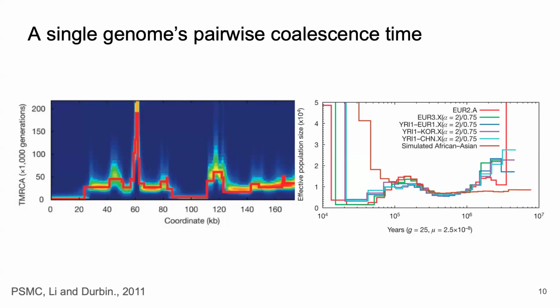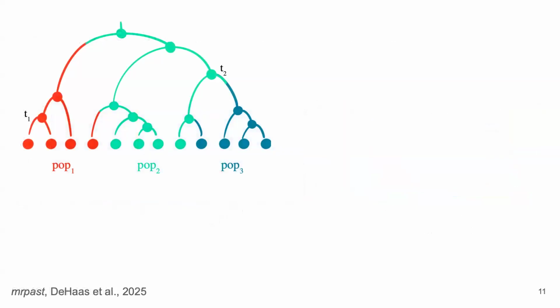So each line represents the history of the effective population size of a population. From a single genome, they're able to resolve how the population size changes over time. It's a lot of information they get from just the coalescence time information from a single genome. So what we think would be interesting is if we have more genomes, and these genomes also come from different populations, we can also extract coalescence time information from an ancestral recombination graph.